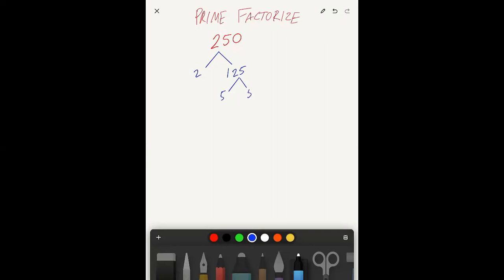Hold on. 5 goes into that 25 times, right? So then you look at 25 and you say, oh, that's also divisible by 5. And now we're done. So the prime factorization for 250 would be 2 times 5 times 5 times 5, which is the same thing as 2 times 5 to the third power. Okay, that's how you prime factorize any number.